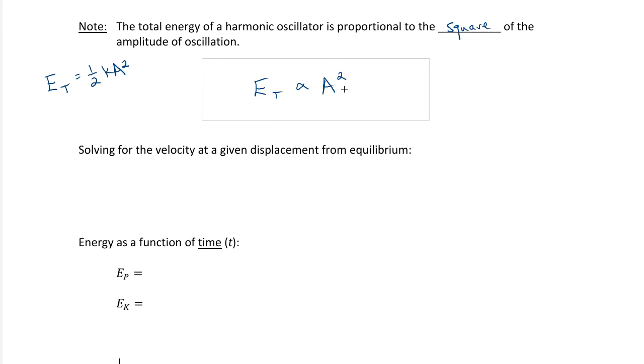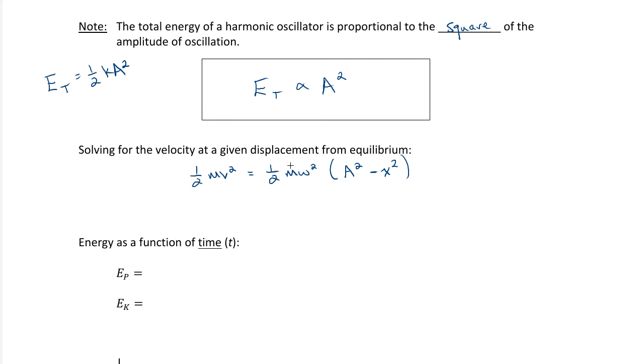If you double the amplitude, you are quadrupling the total energy stored, and as we've seen, that energy is going to get swapped back and forth between kinetic and potential energy. We can also use those equations to solve for the velocity at a given displacement from equilibrium. So we know that kinetic energy is equal to 1/2 mv squared. We've also now seen that it's equal to 1/2 m omega squared times (A, the amplitude, squared minus x squared), x being the displacement from equilibrium.